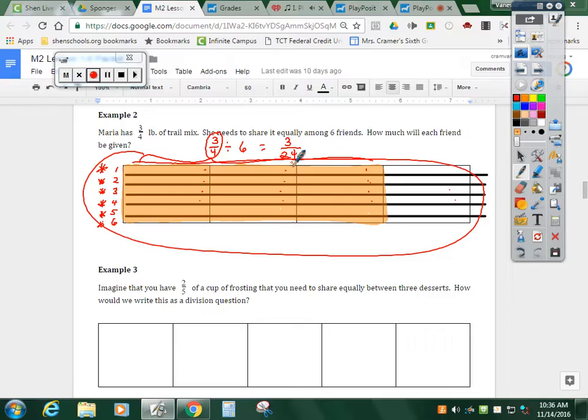Imagine that you have 2/5 of a cup of frosting that you need to share equally between 3 desserts. How would we write this as a division question? Well, you are taking your 2/5 cup of frosting and dividing it into 3 desserts, okay? So again, let's shade. I want you to shade in 2/5.